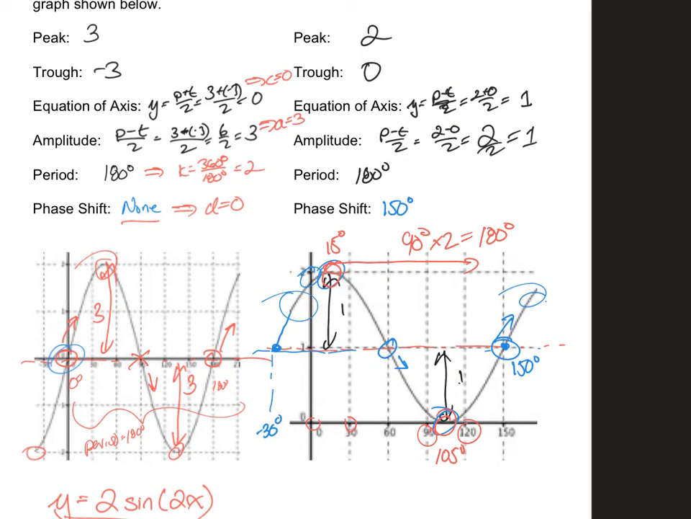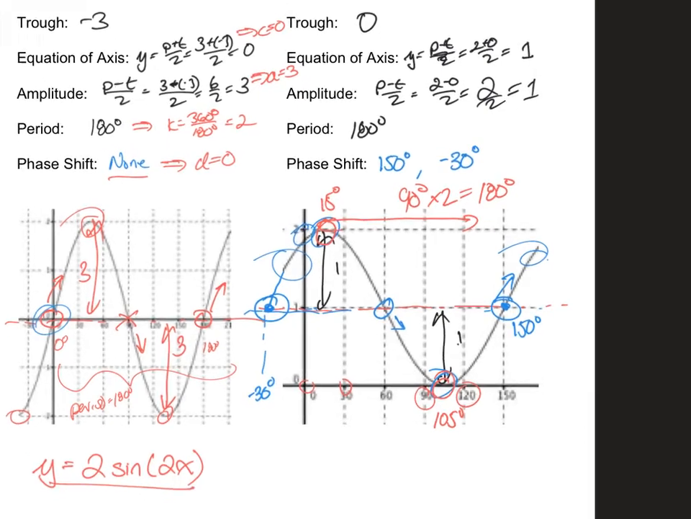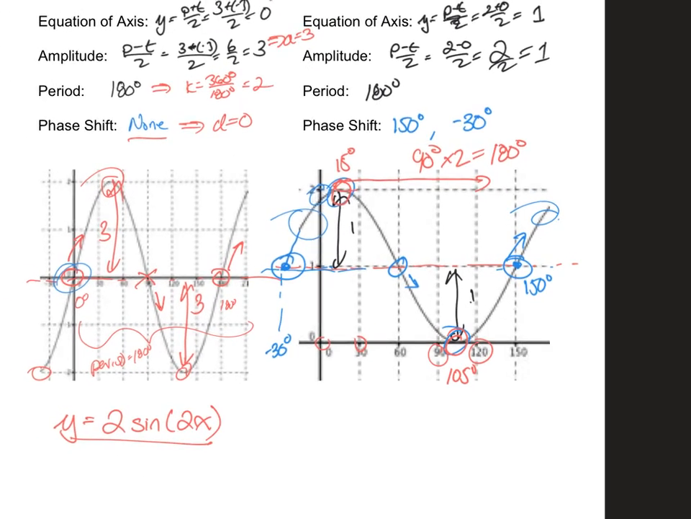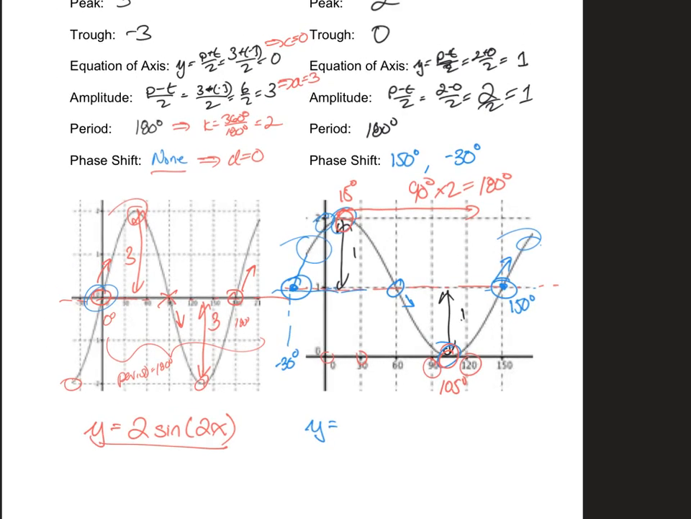Now, this is where we get many possible answers, because we extended our graph and we look to the left over here. The sine graph could actually be viewed as starting at negative 30 degrees. So another possible phase shift is actually minus 30 degrees. So in this case, we could come up with two equations for this. We could come up with y is equal to, well, my amplitude was 1, so we're not going to write the 1.